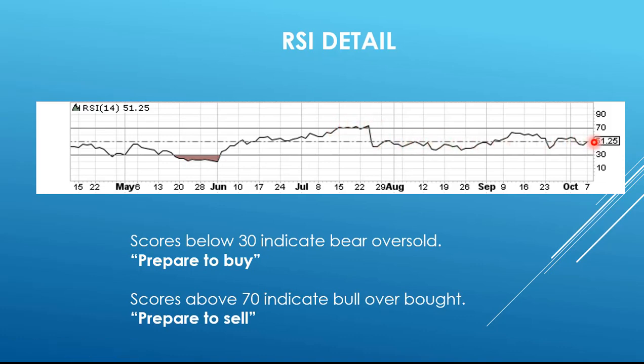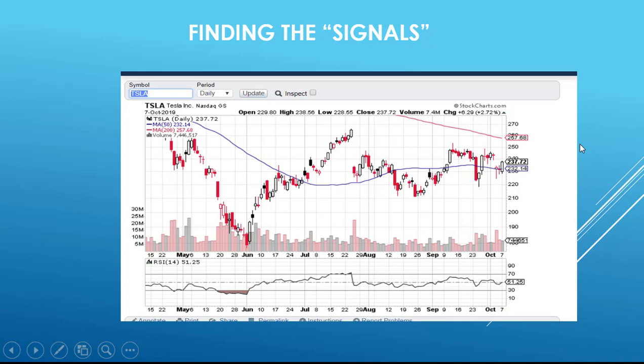In between times, we're not really sure what's happening here. We'd have to look at our other indicators to give us a better idea. But what this is telling me, just hang on, just hold on. It may not be time to make a move at any particular time when the scores are between 30 and 70. So let's look for some signals.